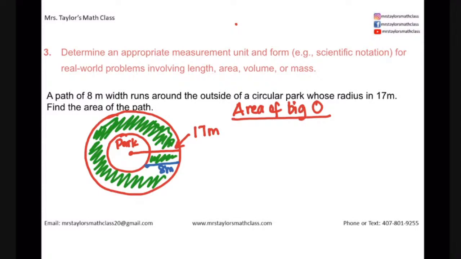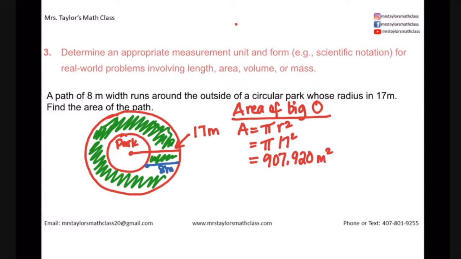So it's going to be A equals pi r squared. That's going to be pi times 17 squared, which is 289, right? 289 times pi. Okay, so this gets me 907.920, and this is in square meters, okay?